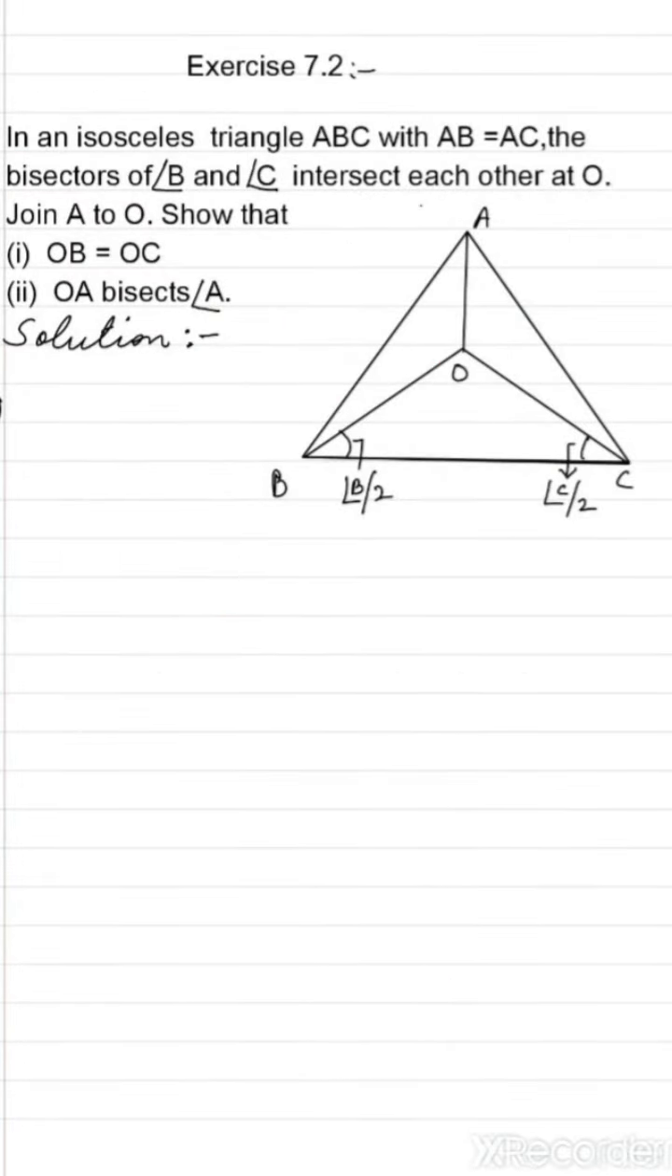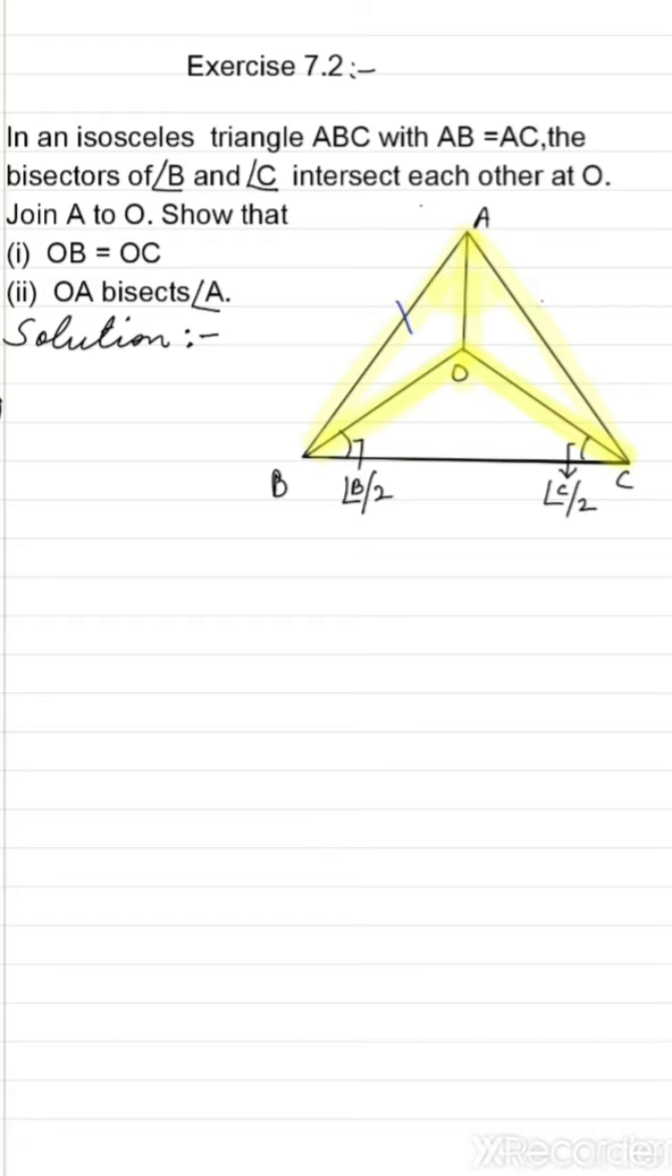Exercise 7.2, question number 1. In an isosceles triangle ABC, AB is equal to AC and bisectors of angle B and angle C meet at point O. You have to join A to O and show that OB is equal to OC and OA bisects angle A. As we have already discussed earlier that in a triangle where two sides are equal, then the angles opposite equal sides are equal.